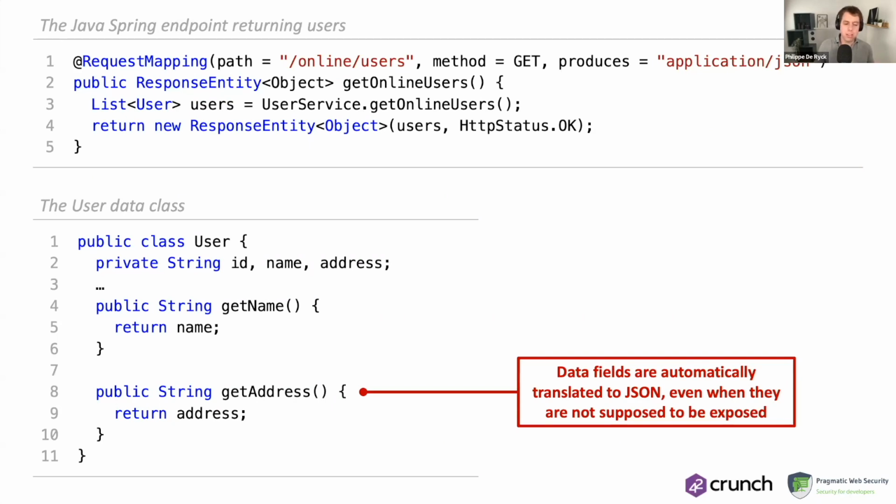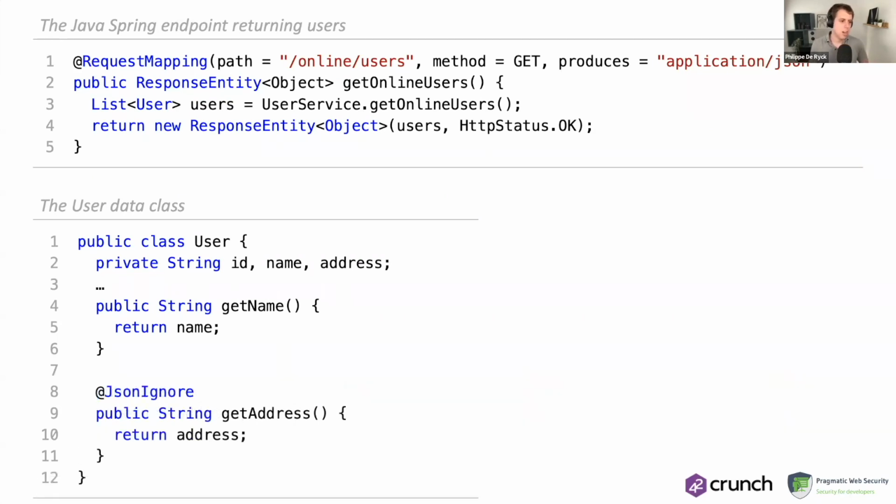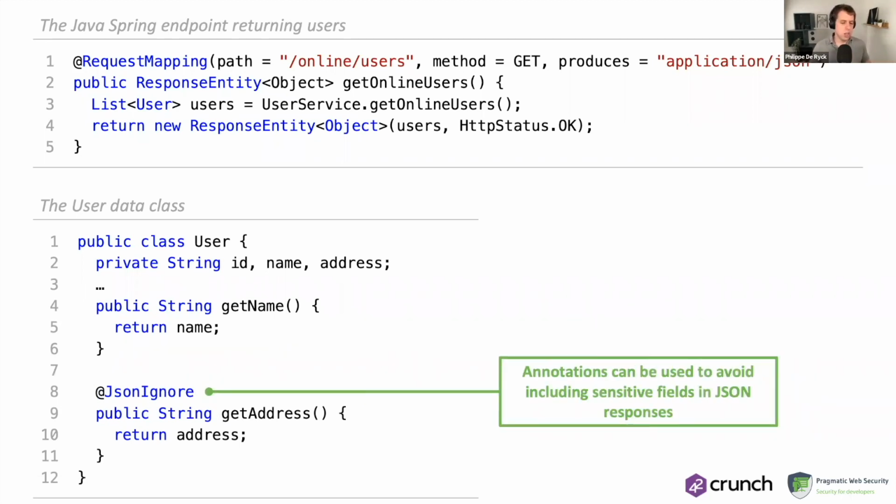Well, the easy fix. There's an annotation, in this case JSON ignore, which does exactly what you think it does. It tells the JSON parser, Jackson, I think, that is in the Spring ecosystem, to ignore this field. Don't expose that. And that kind of solves the problem.